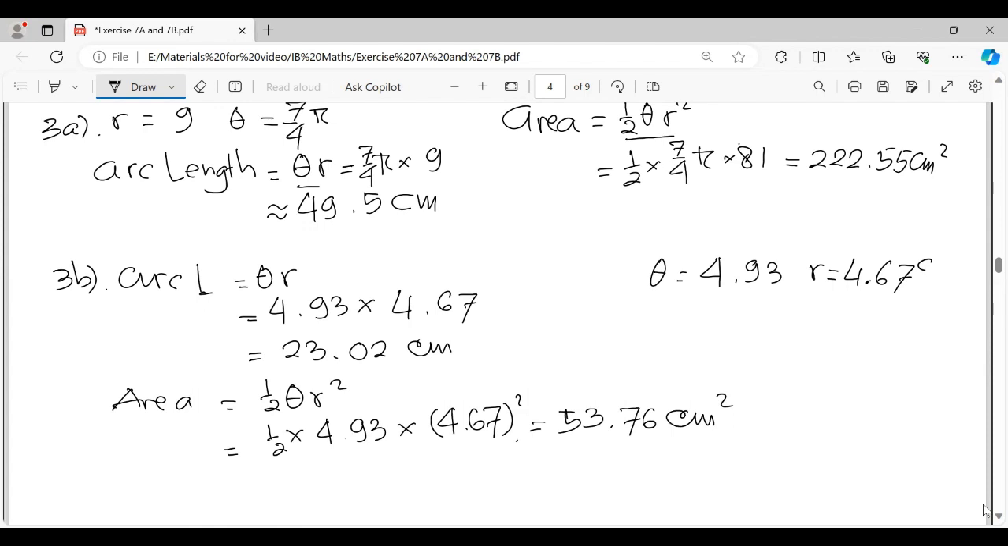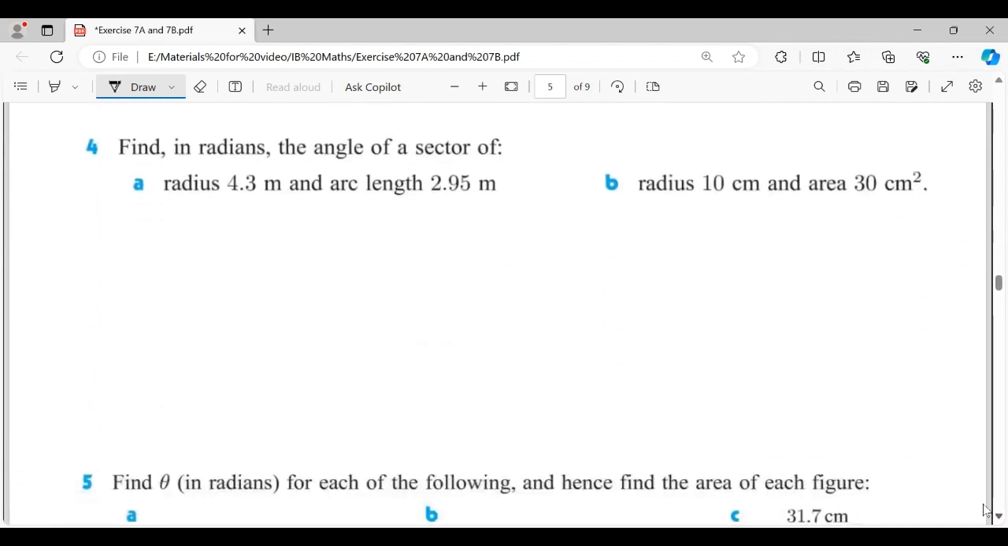Okay, next we'll continue to number four. Find in radians the angle of a sector of radius 4.3 meters and arc length 2.95 meters. So theta equals L over R. Why? Because arc length L equals theta times R. So if theta is the subject, its formula becomes L over R. How about if R is the subject? R equals L over theta.